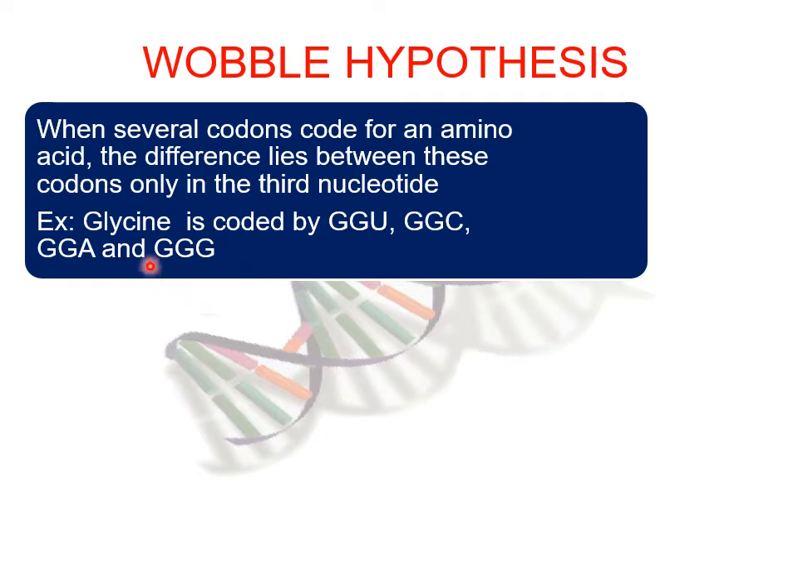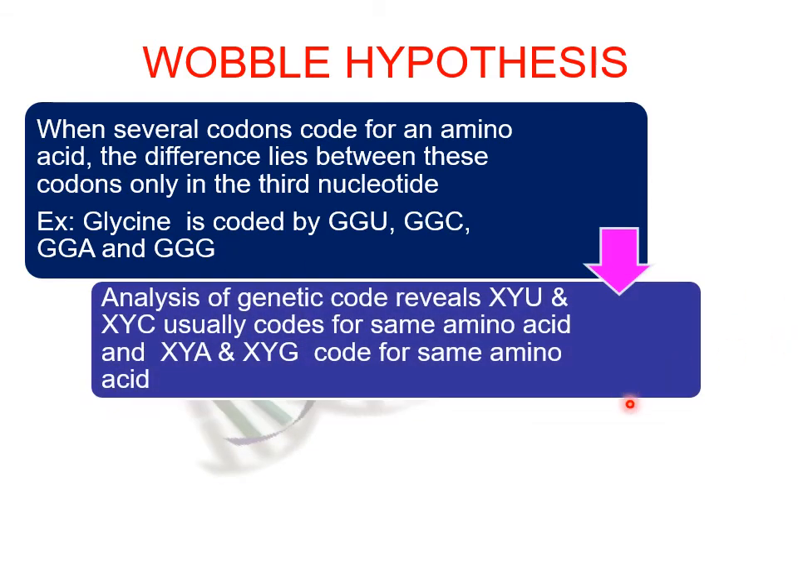For example, if you take glycine, glycine has 4 codons, and you can see that in these 4 codons, the first two are the same, GG for all the 4 codons, whereas the third one can vary, that is, it can be U or C or A or it can be G. Analysis of this genetic code has shown that the codons XYU and XYC usually code for the same amino acid. Okay, so if the third nucleotide is U or C, both may be coding for the same amino acid. And similarly, XYA and XYG will code for the same amino acid.